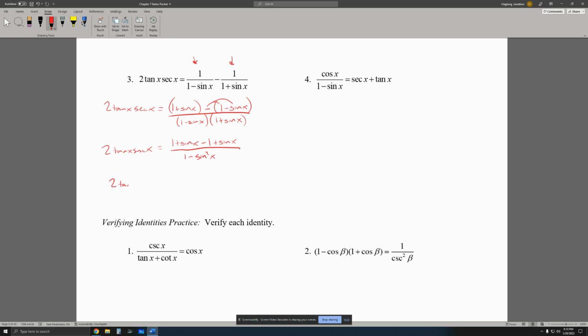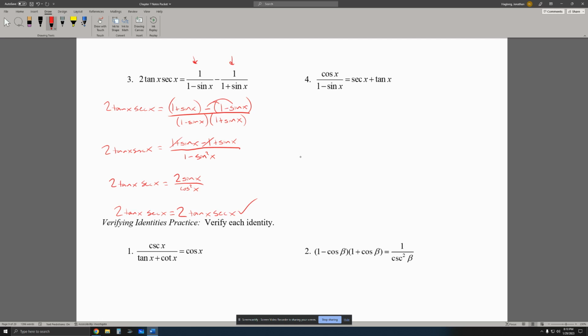So we have 2 tangent x secant x is equal to, let's start combining things. This 1 and minus 1 cancel, and we're just left with 2 sine x, and this is over the cosine squared. All right, we're just about there. If we split up this cosine squared into 2 cosines, we can combine one of those cosines with the sine. So we get 2 tangent x secant x is equal to 2, and then the sine and the cosine go together, and we get tangent. And then we have one more cosine in the denominator, which is secant. So we verified this identity.